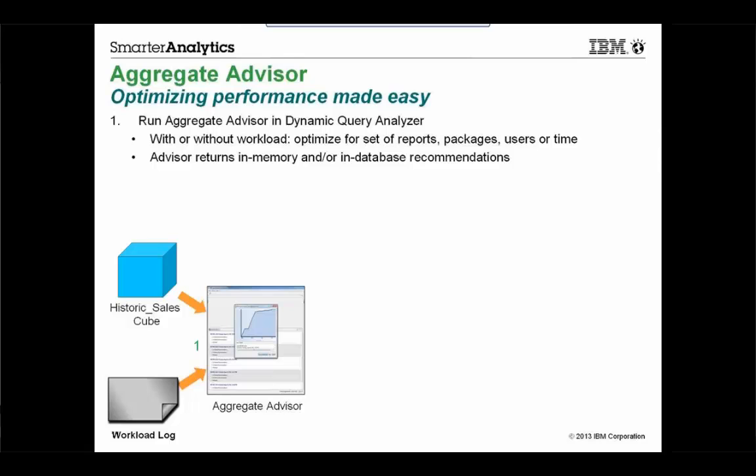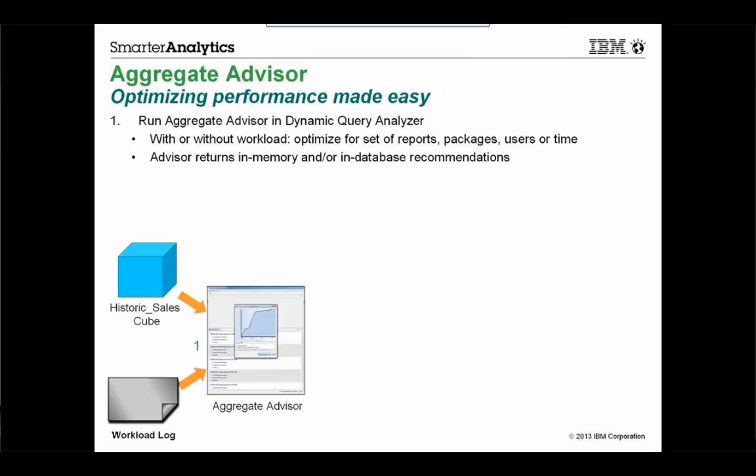Now, you may be wondering, how do I get these aggregates that I talk about that improve performance? Well, you run the Aggregate Advisor. This is available in the Dynamic Query Analyzer tool, and what the Aggregate Advisor does is it reviews the cube model, as well as optionally you can specify a workload that contains actual usage queries, which in detail really is the measures and the levels that are involved in queries that are actually run by users, as input for the advisor to determine what in-memory and database recommendations to give you.